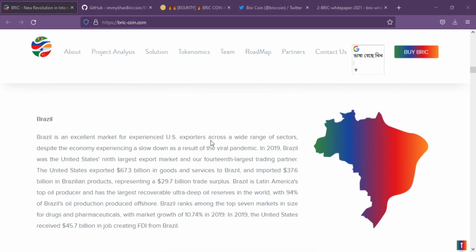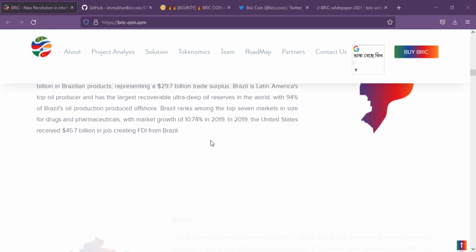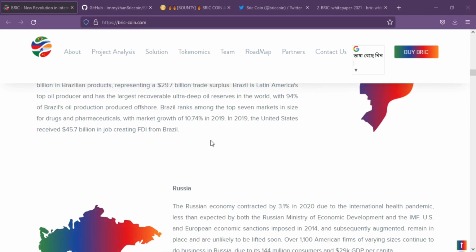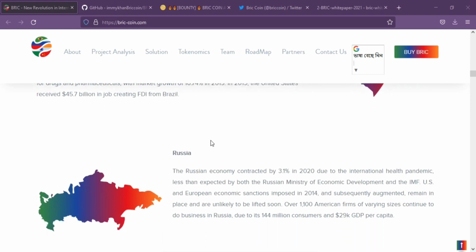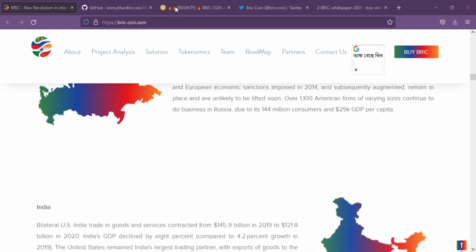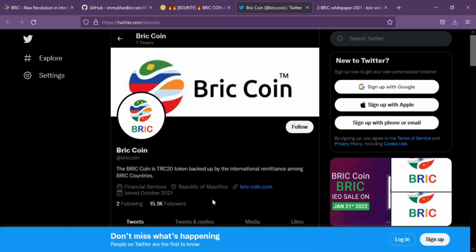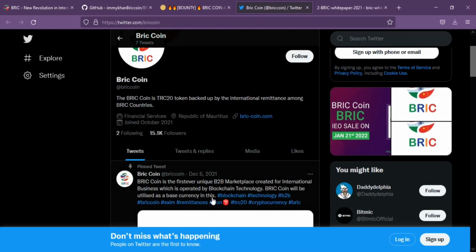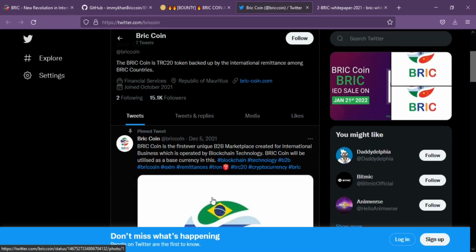BRICoin as a solution. BRICoin is coming with the widely accepted and popular ecosystem of blockchain to fill this gap and to remove these challenges. BRICoin is the token created on the Tron blockchain ecosystem for providing the facility to use escrow facilities without any third-party presence. BRICoin is the TRC20 token backed up by the international remittance of the overseas trades.